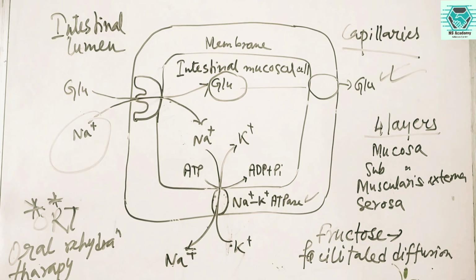The mechanism of absorption of galactose is similar to that of glucose. So you should remember that ORT means oral rehydration therapy, and it is basically ORS containing glucose as well as sodium, and this is facilitated by the presence of glucose. I hope this information helps you, and this was a very brief discussion about the absorption of glucose through the intestinal mucosal cell to the capillaries.